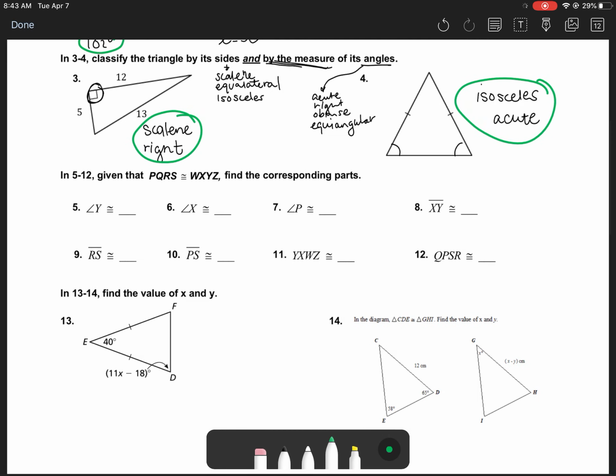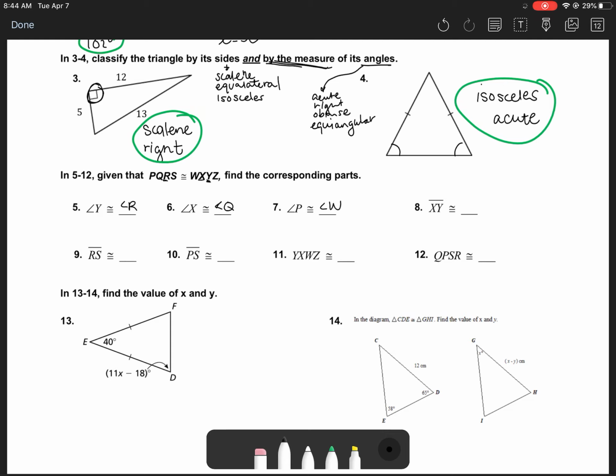So when we're working with number 5 through 12, we're looking at the order of how we're writing statements. So corresponding parts have to go in a certain order. So Y is the third letter in the second part of my congruent statement. R is the third letter in the first part. So angle Y and angle R are going to be the same. Angle X is the second letter. Angle Q is the first. Remembering to make sure you keep those angle symbols. We need the angle symbols.